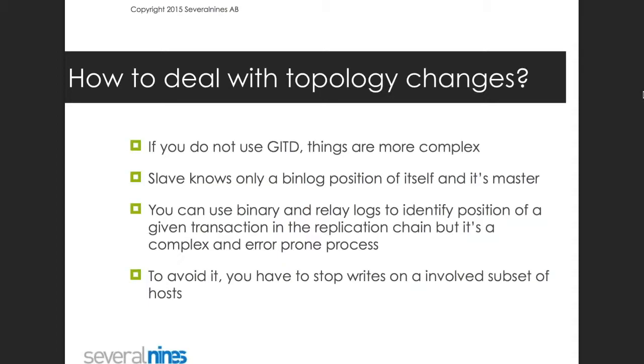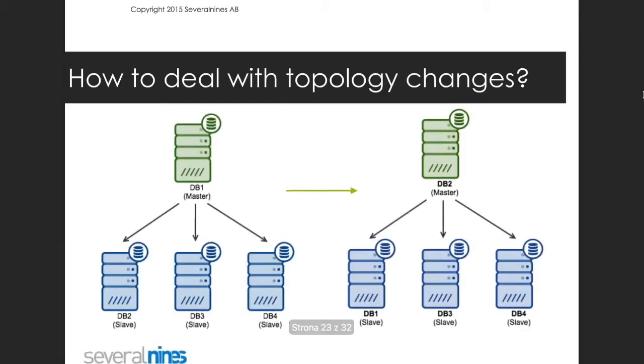There are workarounds here, so you can use binary logs to find the position, and then parse the relay logs and binary logs of other hosts to identify this. It is an error-prone process, it is a complex process, and most people won't like to do this. So to avoid going through this process, you have to basically stop the replication on an involved subset of hosts before you can actually perform some changes.